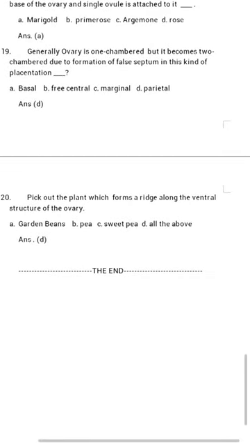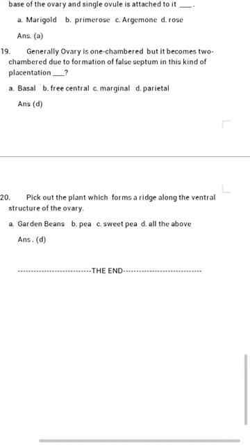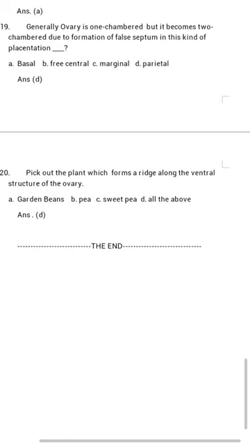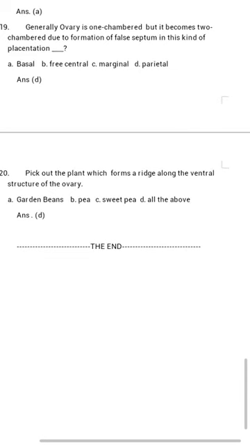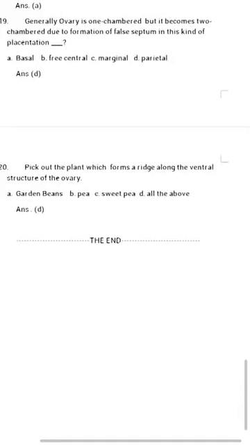Generally the ovary is one chambered, but it becomes two chambered due to the formation of a false septum in this kind of placentation. So what is that kind of placentation? Septum means a separation layer that is not truly present. It is partially present, so it is called a false septum. In this placentation, what could be the type?